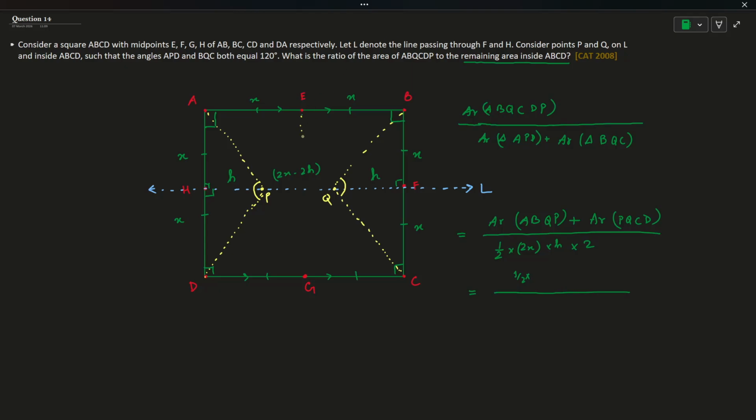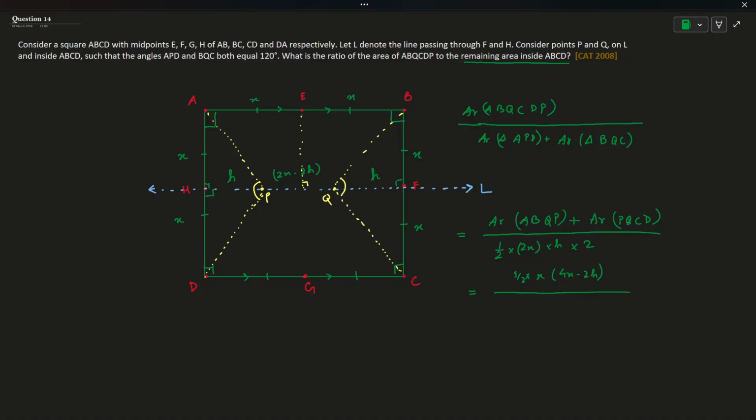Height will be this distance, the perpendicular distance, right? The perpendicular distance. This is the height. So half into height. So this will be x only, right? Into sum of parallel sides. What is the sum of parallel sides? 2x plus 2x minus 2h. So it will be 4x minus 2h, right?